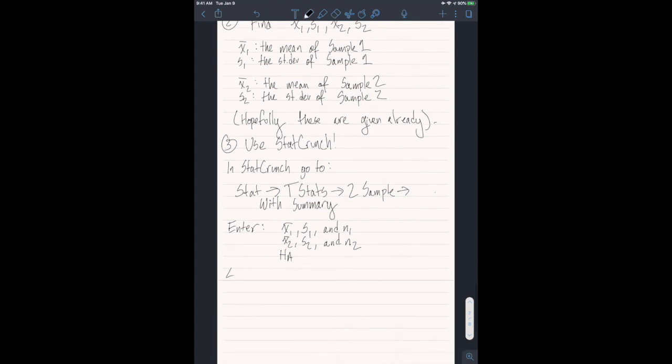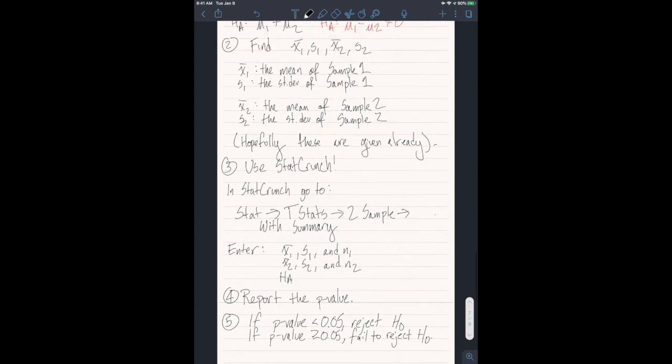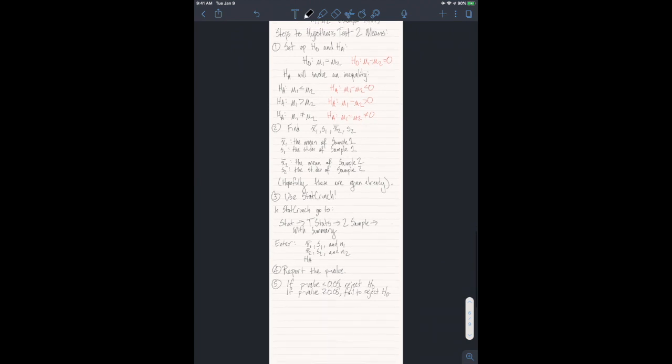And then step 4, report the p-value. And after step 4 is make the conclusion. If the p-value is less than 0.05, we reject the null hypothesis. And if the p-value is greater than or equal to 0.05, we fail to reject H0, the null hypothesis. So it's very similar to the proportions testing for two proportions.